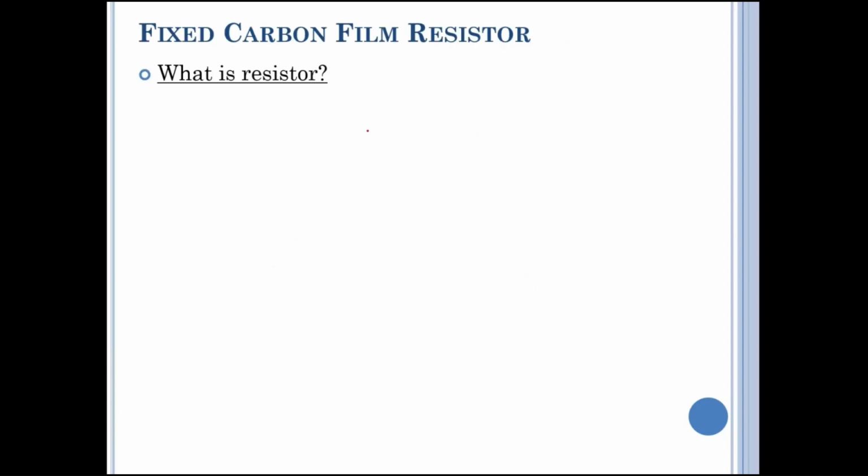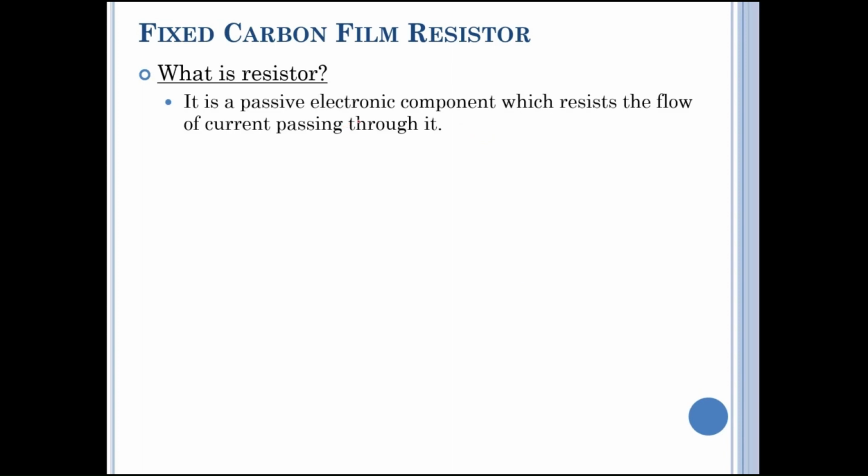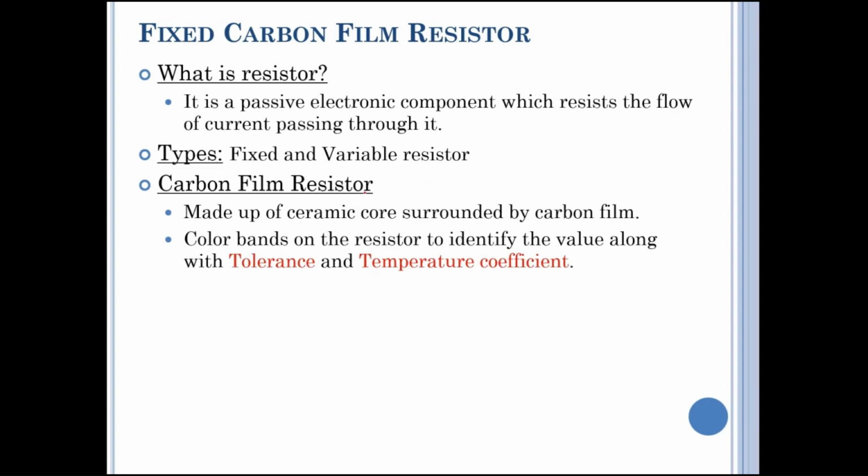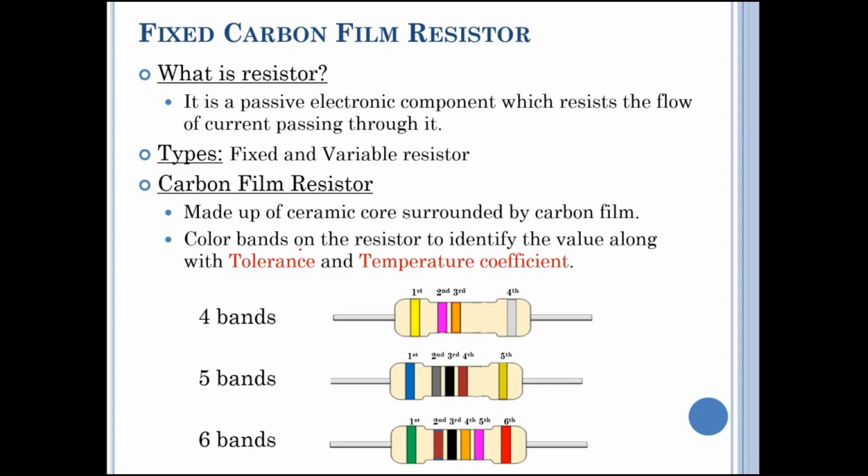So let us first see what a resistor is. A resistor is a passive component which resists the flow of current. It is of two types, fixed and variable. Here we are going to talk about the carbon film resistor, which is a fixed type resistor made up of a ceramic core surrounded by carbon film. Hence it is named the carbon film resistor. It has different color bands on it which represent its value, tolerance and temperature coefficient.